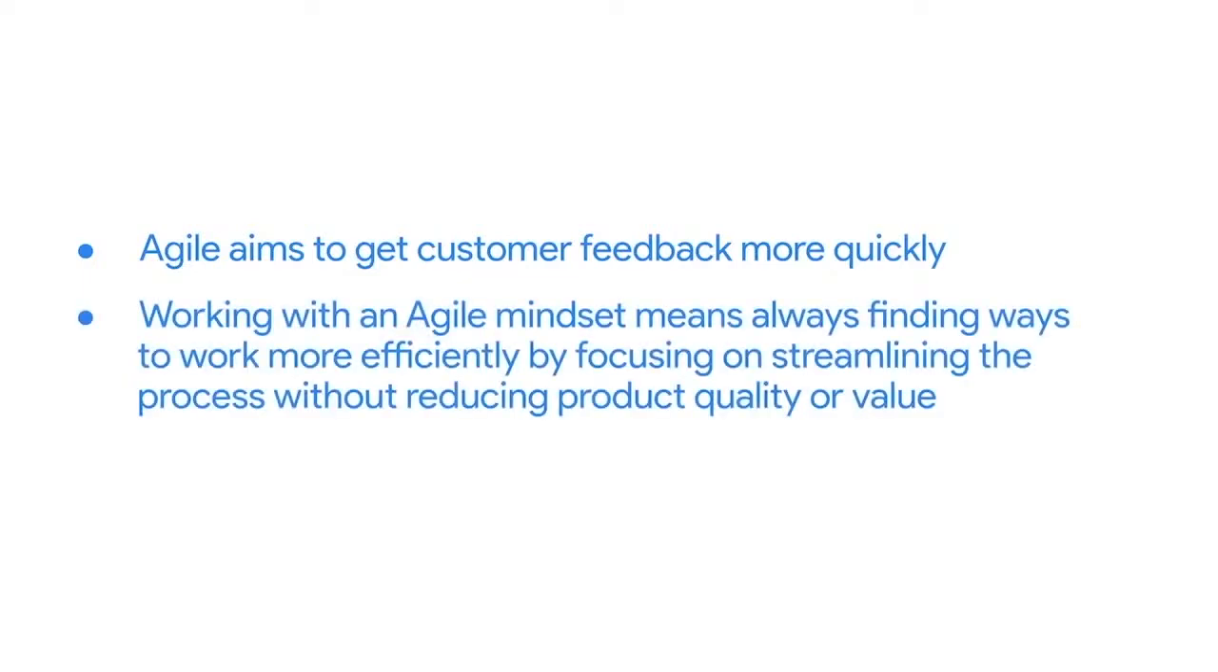Part of working with an Agile mindset is always seeking out ways to work more efficiently. We do this by finding ways to streamline processes without reducing product quality or value. The key to streamlining is to reduce waste. For example, unnecessary documentation is a form of waste. Another form of waste is spending weeks or months working on a feature only to find out that the customers, who could also be users or stakeholders, don't like the feature after all. You could reduce or eliminate both of these forms of waste by increasing team and stakeholder collaboration. More collaboration means less documentation and earlier feedback about the product.